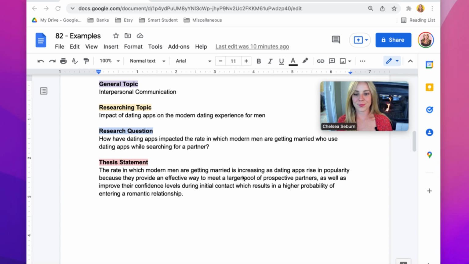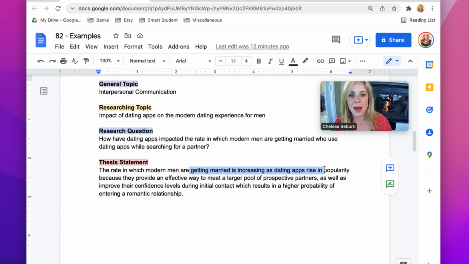All right. The last thing we want to do is check this thesis statement to make sure all of our components are present. All right, so we're looking for our topic first, which I see right here, because we want to research what impact dating apps have had on the modern dating experience for men. Great, check. Let's go on to the second one. What was our stance when it came to this topic? In other words, what was your answer to this question? And so that is going to be this right here. It's increasing the rate in which men get married who use dating apps while searching for a partner.